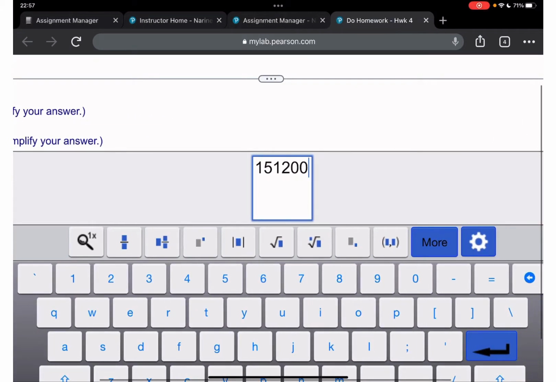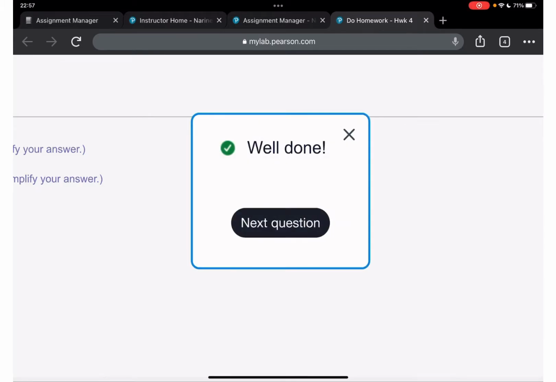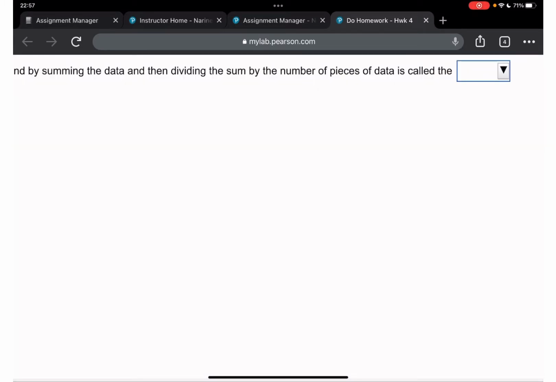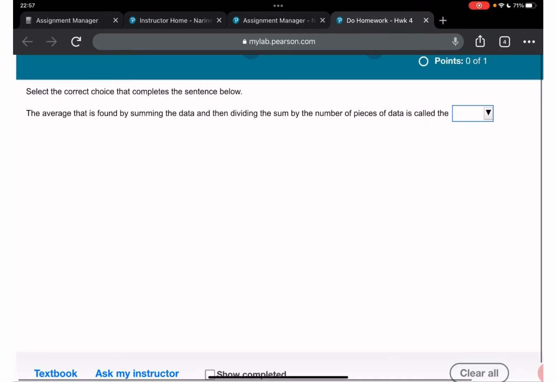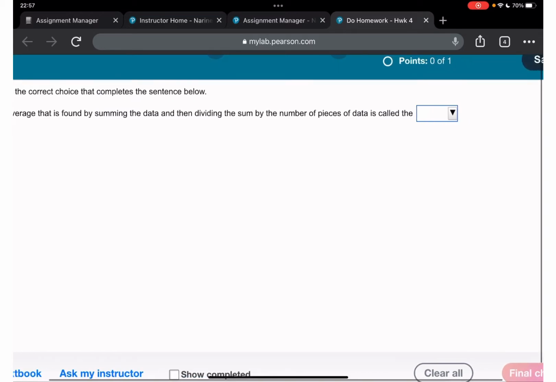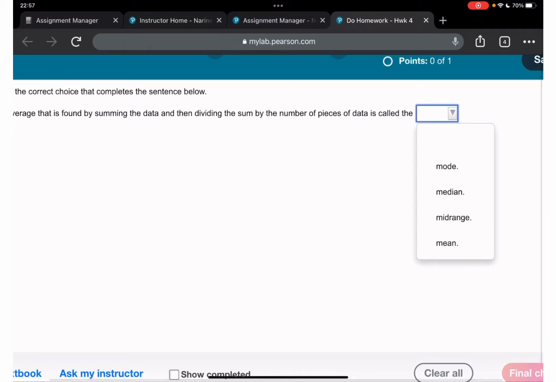151,200. Well done. Okay, moving to question number 12. Not much left. So the average that is found by summing the data and dividing the sum by the number of pieces, that's a mean.